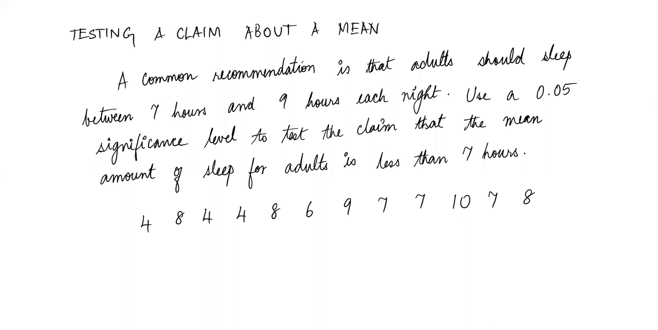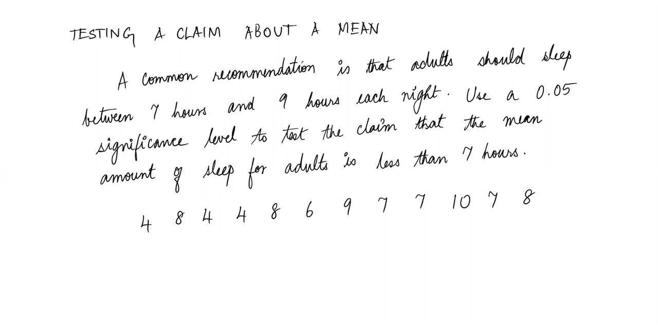So here's the problem. A common recommendation is that adults should sleep between 7 hours and 9 hours each night. Use a 0.05 significance level to test the claim that the mean amount of sleep for adults is less than 7 hours. And you have the data values given to you. These are the number of hours. So go ahead and count what you have. 1, 2, 3, 4, 5, 6, 7, 8, 9, 10, 11, 12. You only have 12. The n is 12. So keep that in mind. And here you are given the raw data. So you'll have to compute all these things. All right, let's begin with identifying what this is about.